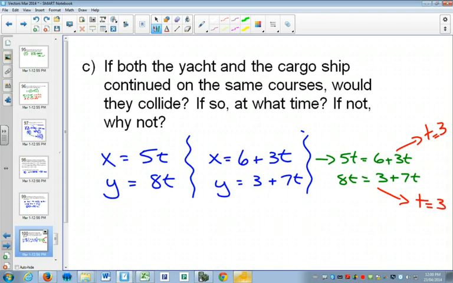3 hours. In 3 hours, they will collide. They can see each other.